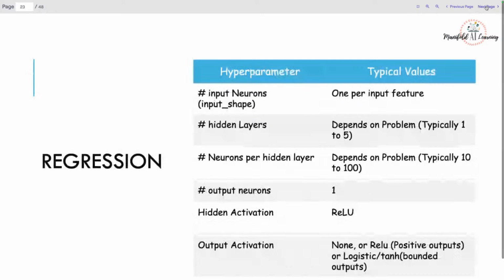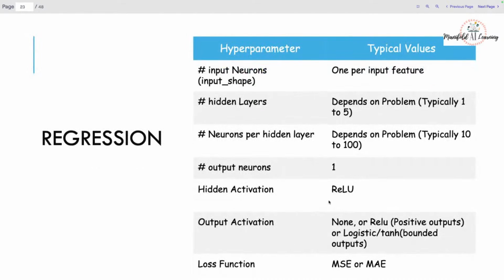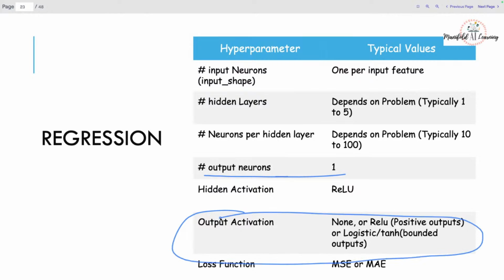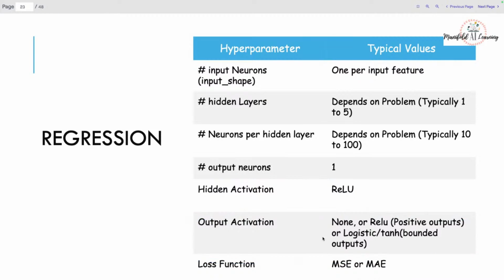Coming to the regression, it's very important. Three things are very important in case of regression. The number of output neurons is only one. Output activation is none. Loss function is mean squared error or mean absolute error. This is how you would construct the network.